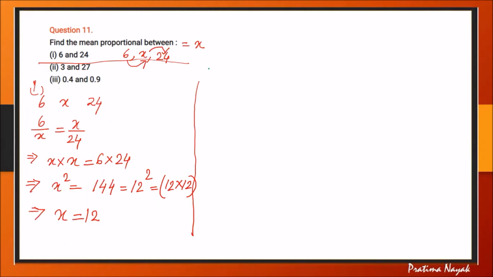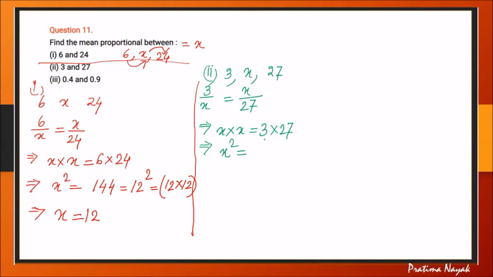Second part is your 3 and 27. So write down in ratio form, 3 upon x is equal to x upon 27. Or cross multiply, x multiplies x is equal to 3 multiplies 27. So this gives you x square is equal to, it will be 81. 81 is equal to 9 into 9. Then what will be x? X will be 9.